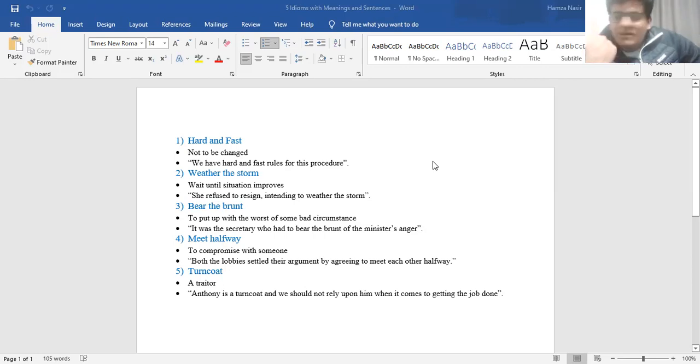Hard and fast, weather the storm, bear the brunt, meet halfway, as well as turncoat. Okay, so that being said, in the next lecture, we'll be talking about matching information along with repeating these drills as before. So hopefully we can have this on a more regular basis.